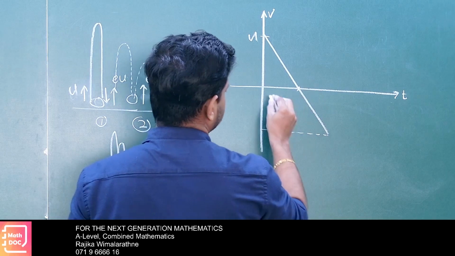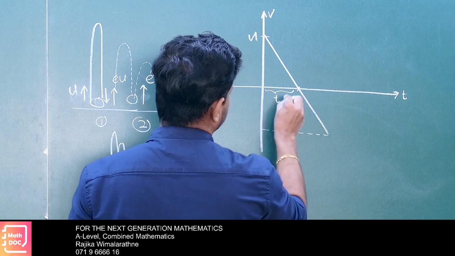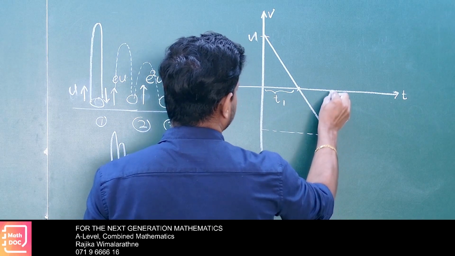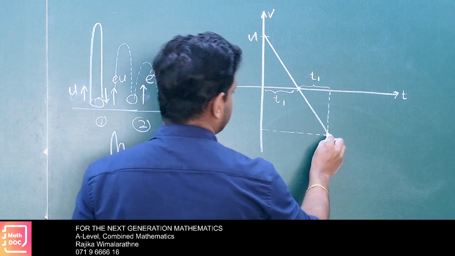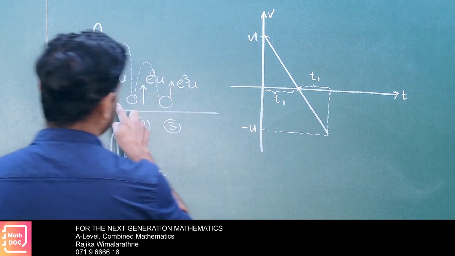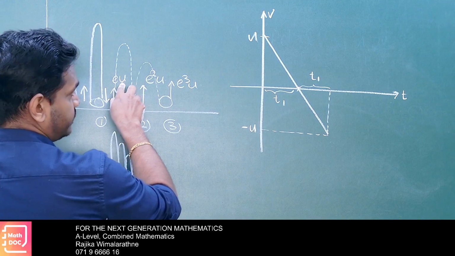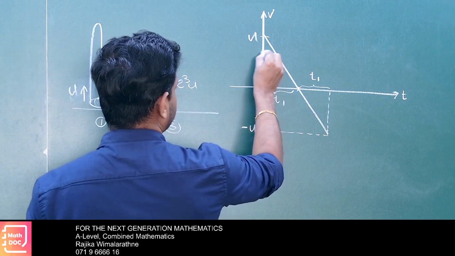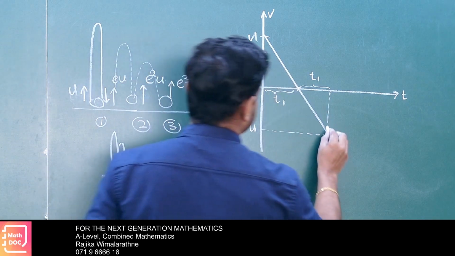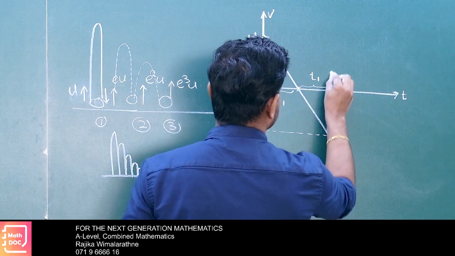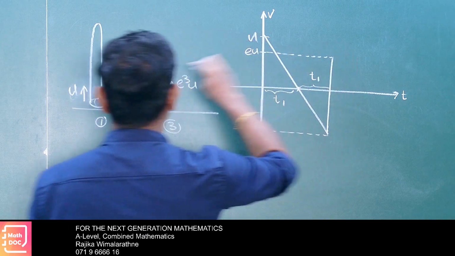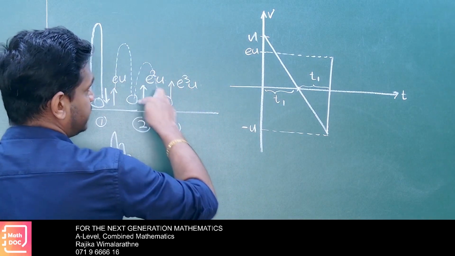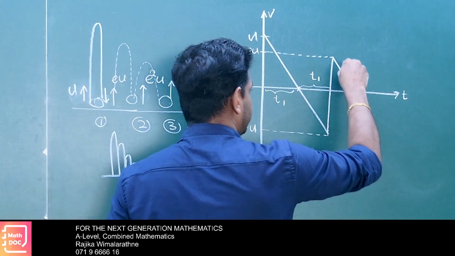So here time t1, so downward time again t1, no? We know this. So at this position velocity minus u, it collides, then velocity becomes eu, then eu takes it somewhere here. So instantly the velocity changes to eu. Now thereafter motion under gravity.